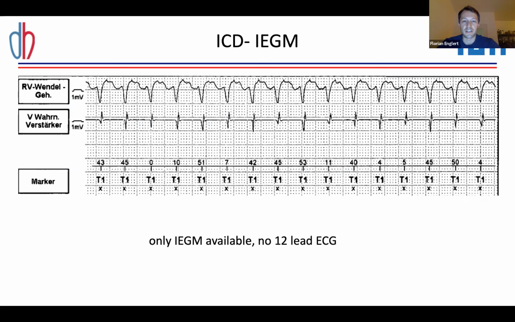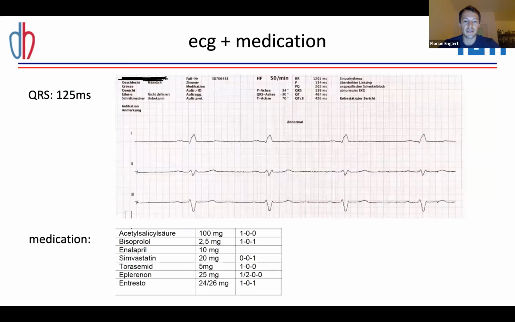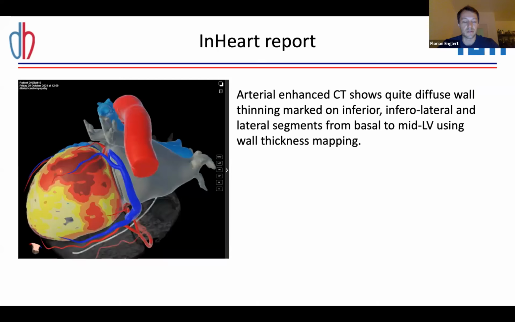Here we have the EGM from his ICD of the ventricular tachycardia. We had no 12-lead ECG available from his last VT. His baseline ECG was a sinus rhythm with a wide QRS complex, as you would expect in such a patient. There was no special medication, just everything you would expect.